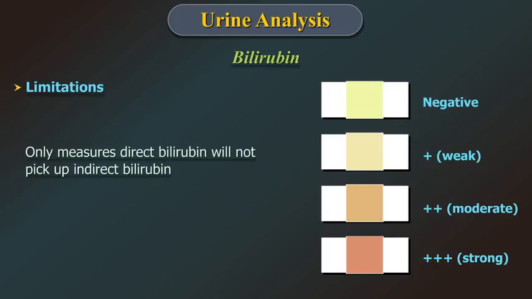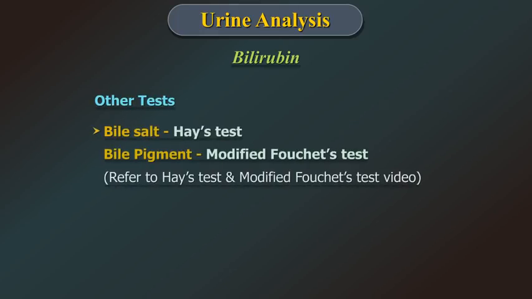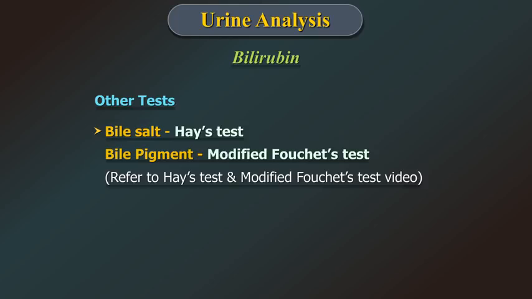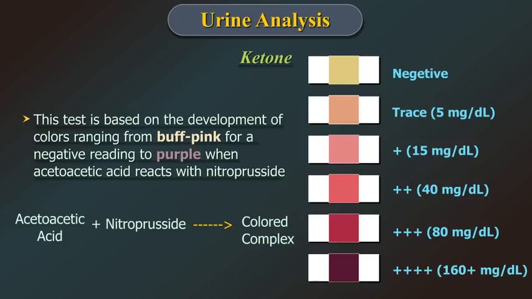It only measures direct bilirubin and does not pick up indirect bilirubin. Other tests are bile salt by Hay's test and bile pigment by modified Fouchet's test, as they are sensitive to very small amounts of bilirubin in urine. Serum test for total and direct bilirubin is confirmatory.